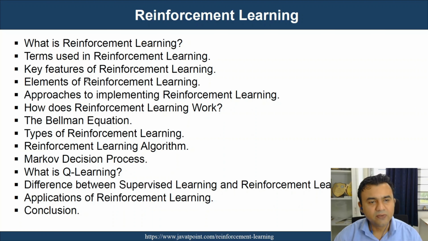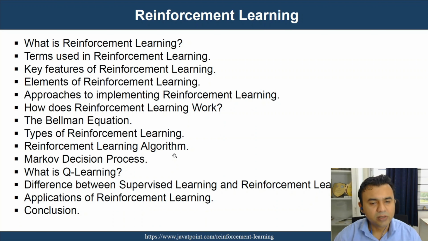Then we'll look at the key features of reinforcement learning, various elements, and there are several approaches to implement reinforcement learning. We'll look into that also. And how does reinforcement learning work? We'll look into that one also. The Bellman equation, how it helps us to calculate the values and how we make the decision for choosing our actions. That we'll take a look at also.